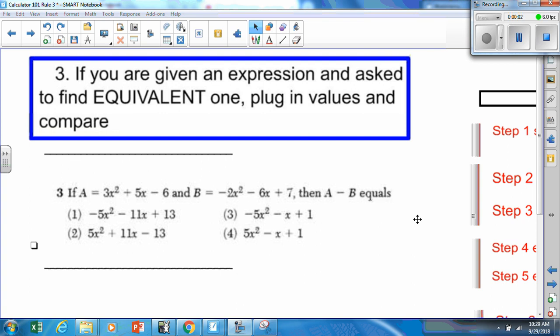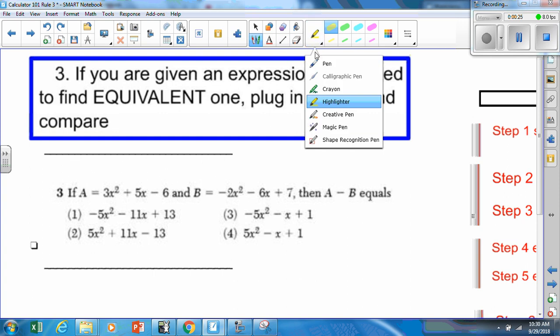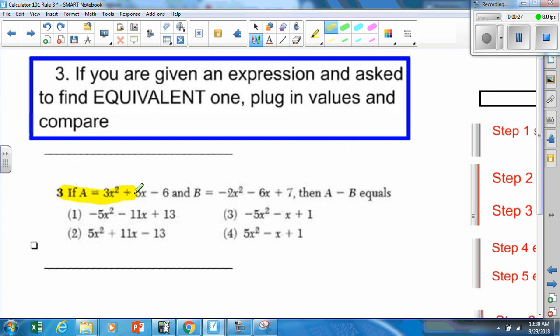If you are given an expression and asked to find an equivalent one, plugging in values and then comparing are our steps. So let's look at this final question. If A equals 3x squared plus 5x minus 6, and B equals negative x squared minus 6x plus 7, the question is, if I subtract A from B, what should be my equivalent term? So that's what we're going to endeavor to think about together.